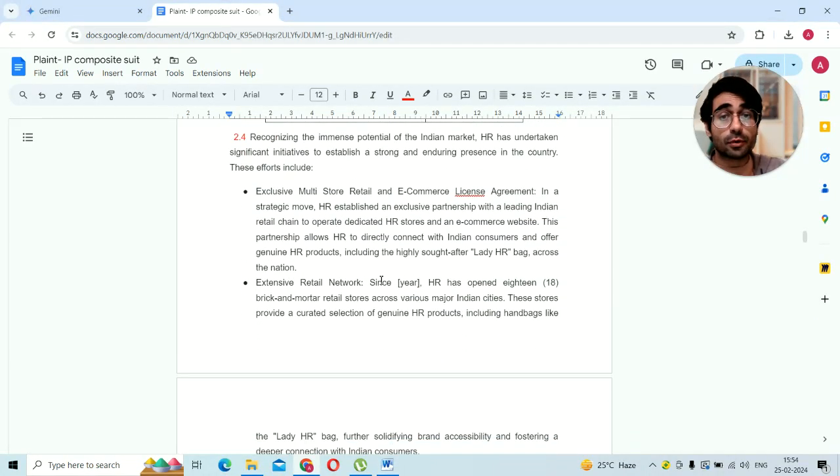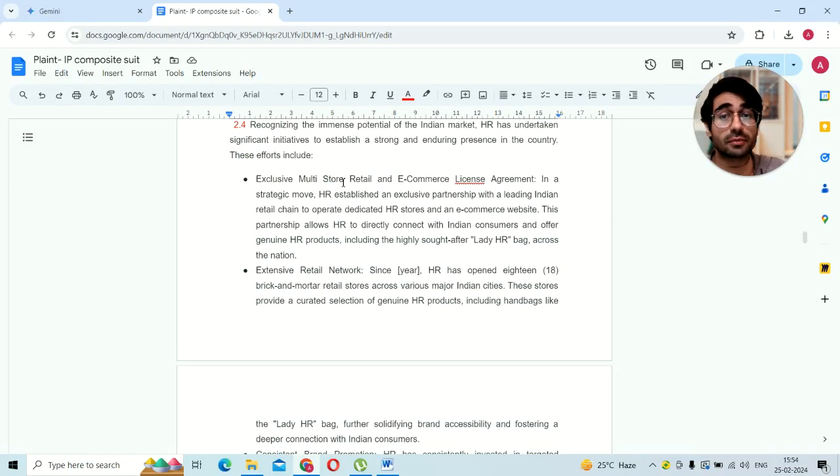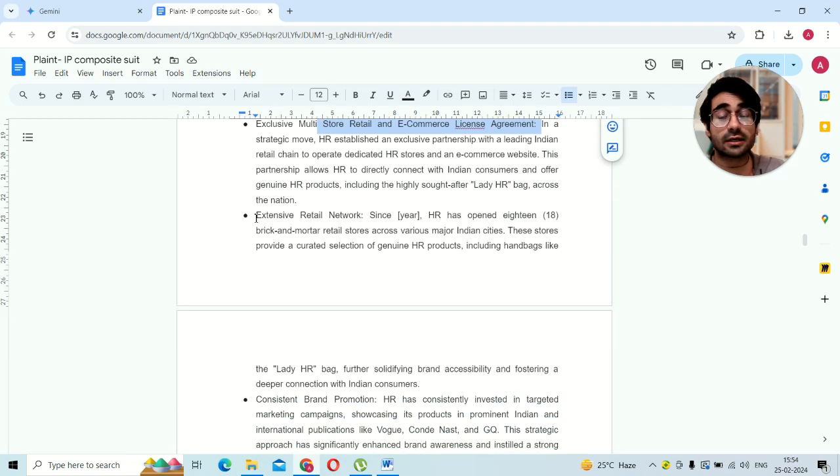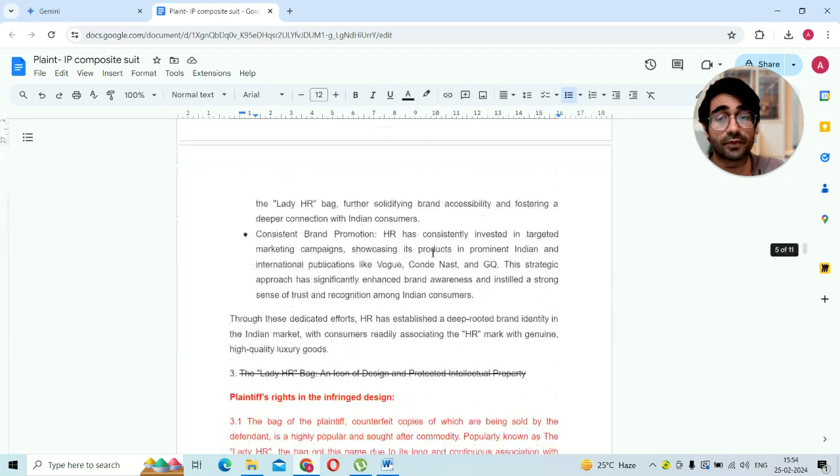Otherwise, this all was provided to me by Bard. Exclusive multi-store retail and e-commerce license agreements have been entered into. So that's something that has been done. Extensive retail network: since this year, HR has opened 18 brick and mortar retail stores across various major Indian cities. These stores provide a curated selection of genuine HR products, including handbags like the Lady HR bag, right?